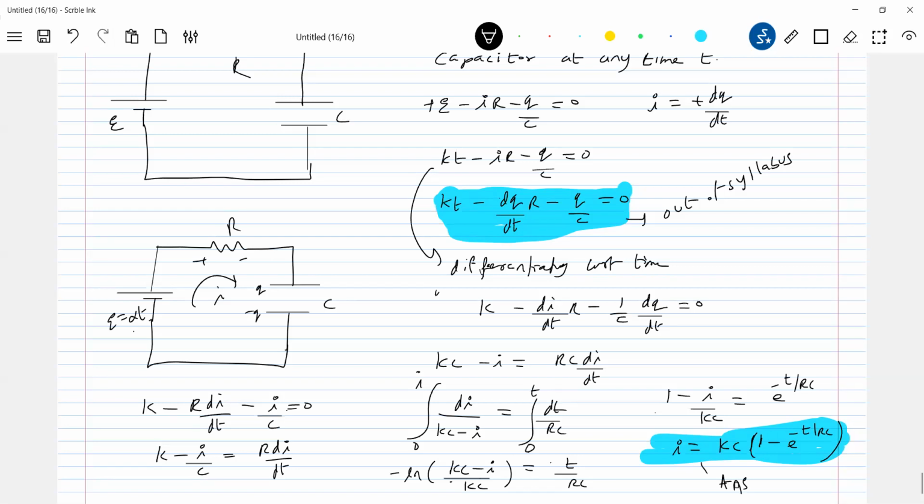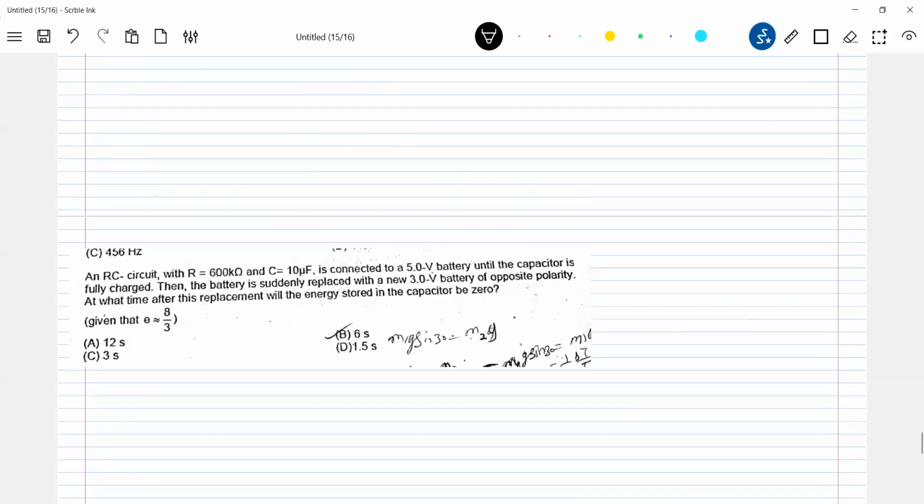So directly you can differentiate, you solve for I instead of Q. Sometimes Q will not be very easy to handle mathematically. So solve for I, then you can go back to Q. Similarly, we have one more.